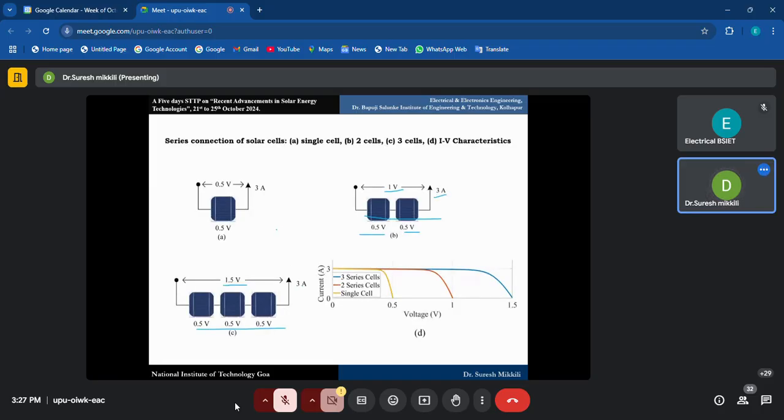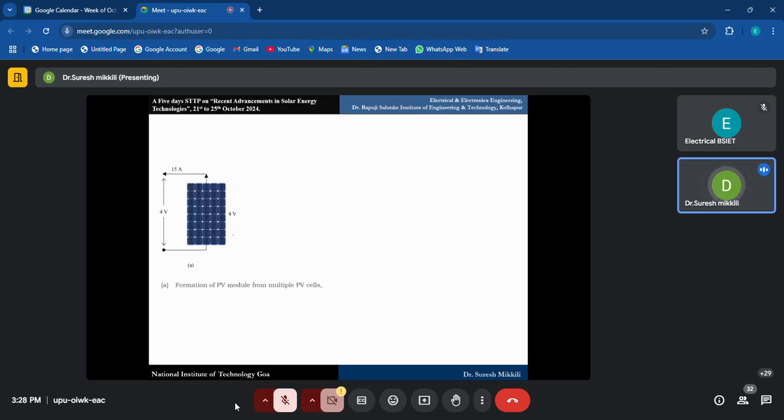After that, since we had taken one cell with 0.5 volts and 3 amperes, we converted one PV cell into a module. What is a module? A combination of n number of PV cells, which can be connected in series and parallel. Here we have taken 5 strings in parallel and 8 strings in series. When 8 strings are connected in series, the voltage is 0.5 into 8, which is 4 volts. When 5 strings are connected in parallel, the currents are added, 3 into 5, so it is 15 amperes. That's what we saw yesterday already.